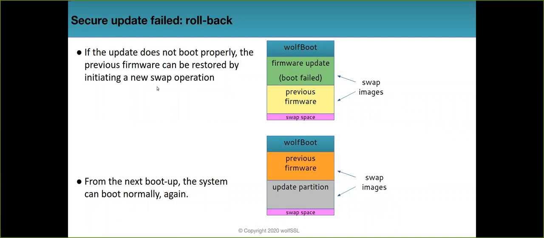And if the update fails, then the restoring process will get triggered, and on the next boot up, the system will swap the previous firmware in place on the second partition, and you're back to using the old image that has been working well.